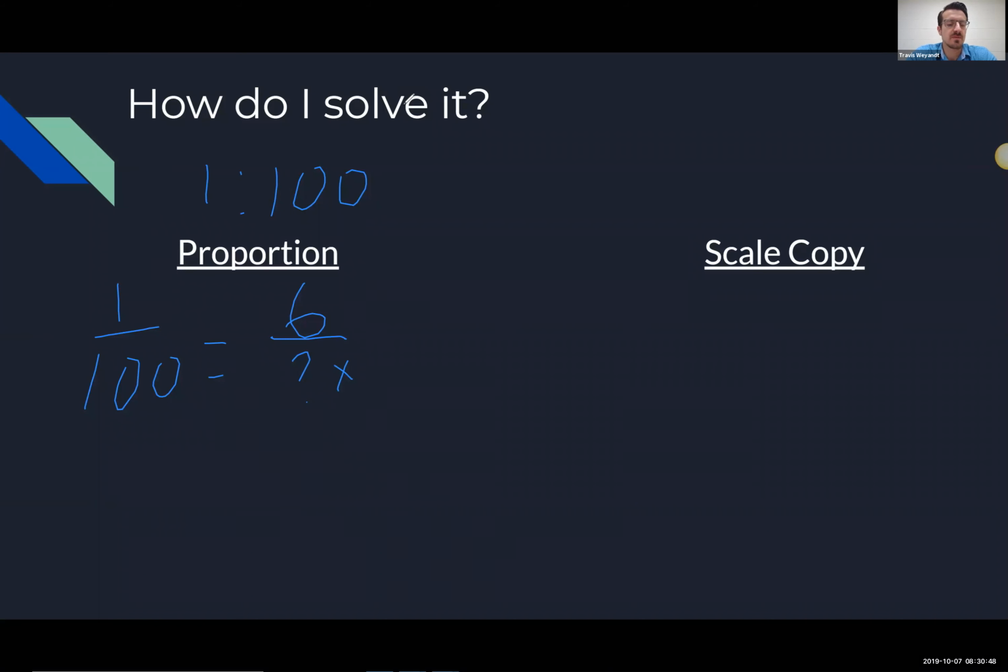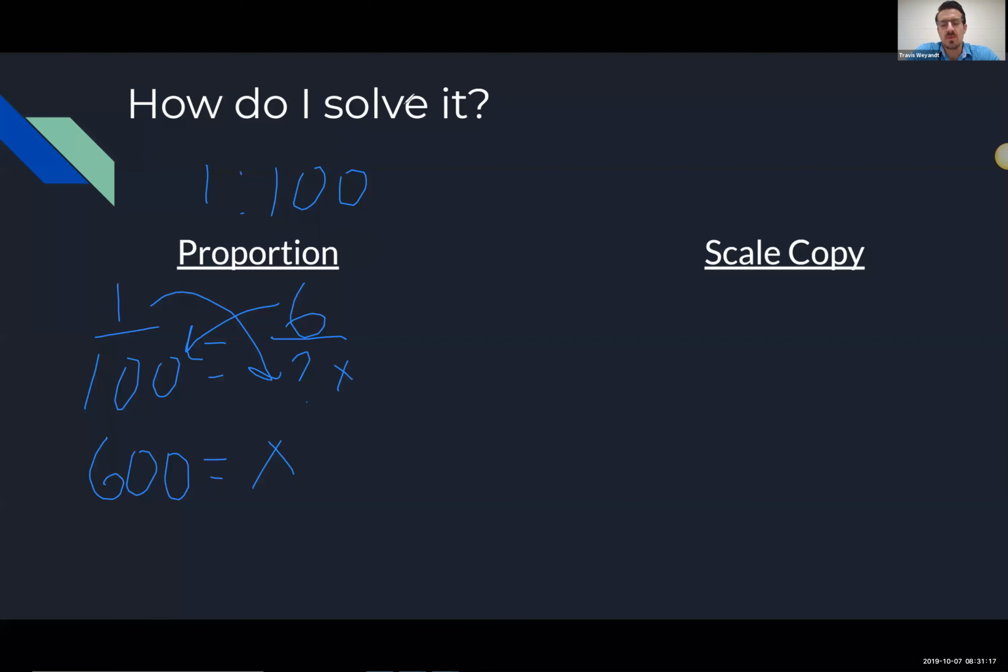So an idea of a proportion, if you learned it in the past, is that we cross multiply. So I'm going to multiply the 1 to the x and the 6 to the 100, called cross multiplication. So when I do that, 6 times 100 is 600, 1 times x is just x. This one's a little simpler because I don't need to divide or anything. Right there it is, x equals 600 feet. So 6 inches on a paper represents 600 feet in real life.